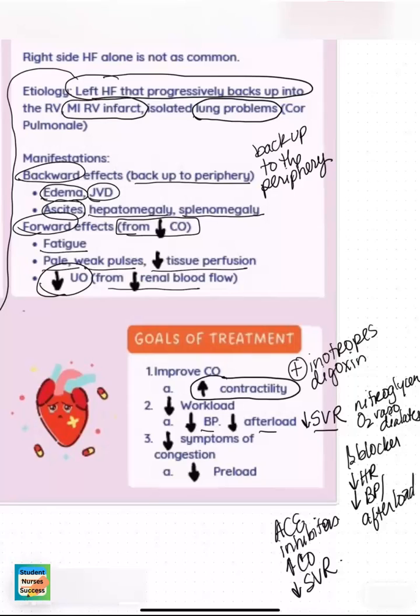Last, we want to decrease symptoms of congestion, and the way we can do that is by decreasing preload. Remember, preload is volume. So what we don't want is more fluid for the heart to pump. We can decrease volume and decrease preload by giving diuretics. All of these things will help the goal of treatment of making it easier for the heart to pump, decreasing congestion and volume, and improving cardiac output.